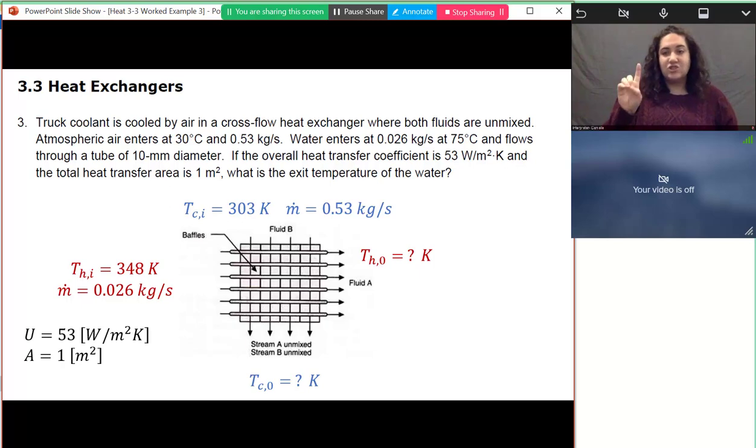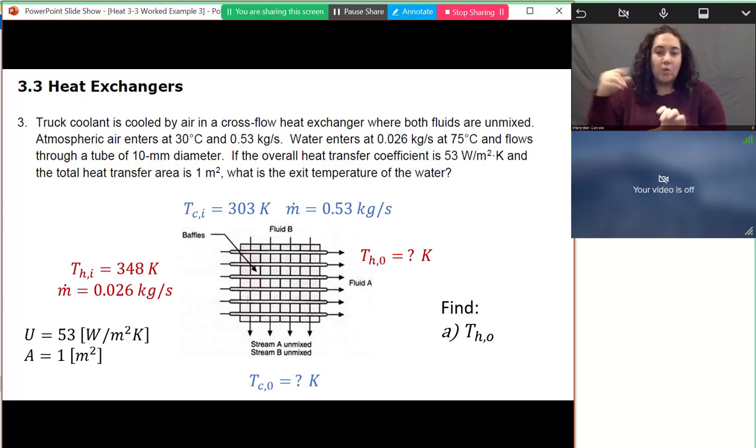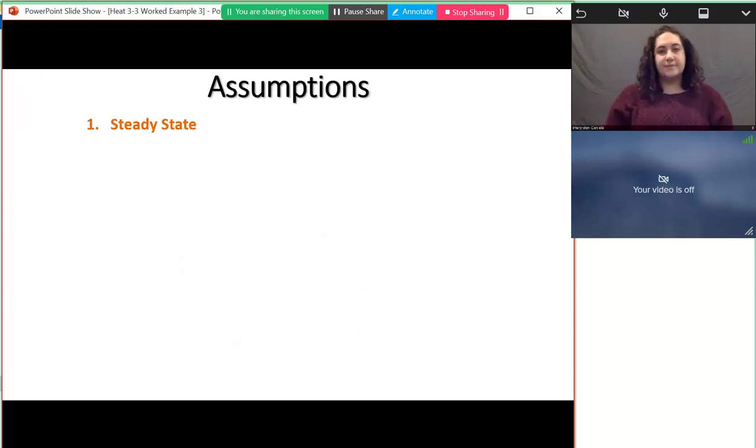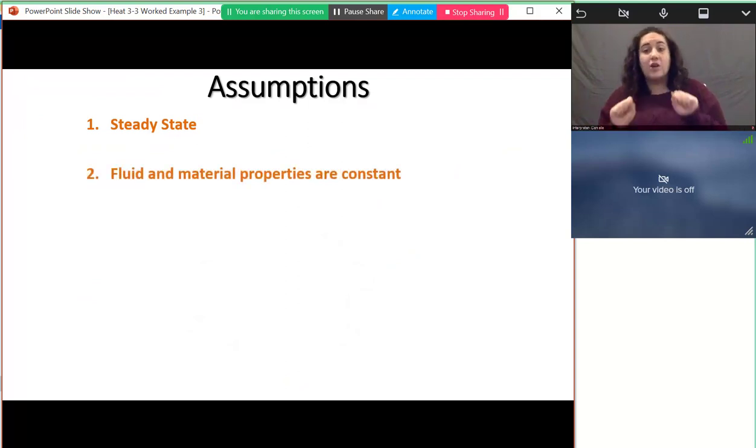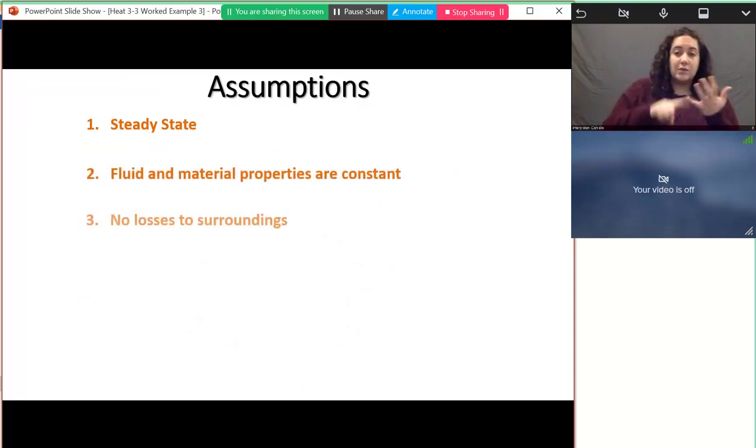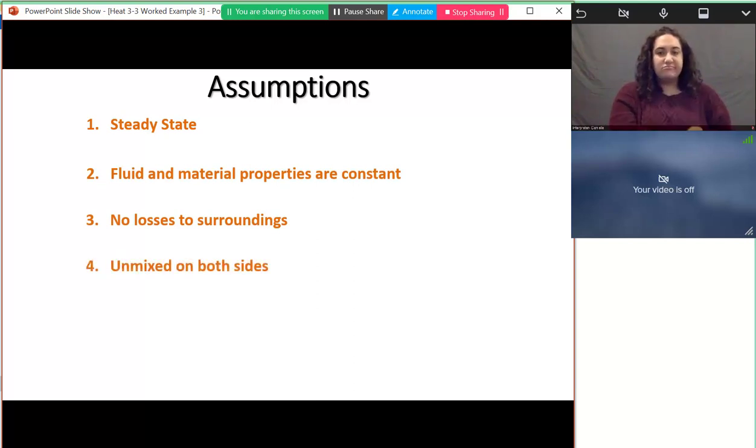So we're told some things about the heat exchanger, like the effective heat transfer coefficient and the area, and we're asked to find the hot outlet temperature. But once we knew that, we could ask this question to also find the cold outlet temperature or the amount of heat that's being transferred. So we'll assume the problem is at steady state, that the fluid and material properties are constant, that there's no losses to the surroundings, and that the fluid is unmixed on both sides.